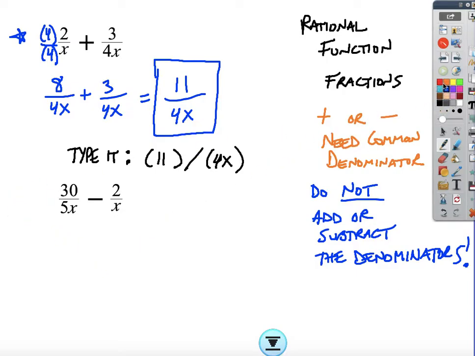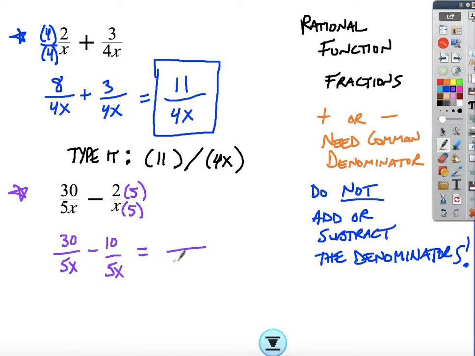All right, let's do this next one down here. All right, so we are subtracting, so we need a common denominator. Both denominators have an x. This one has a 5, this one does not. So I can multiply by 5, but I have to multiply the top and the bottom by 5 to make it legal. All right, so the first fraction is just staying the same. Now this fraction will now become 10 over 5x. Okay, now I have my common denominators, so I'm to the point where I can actually subtract.